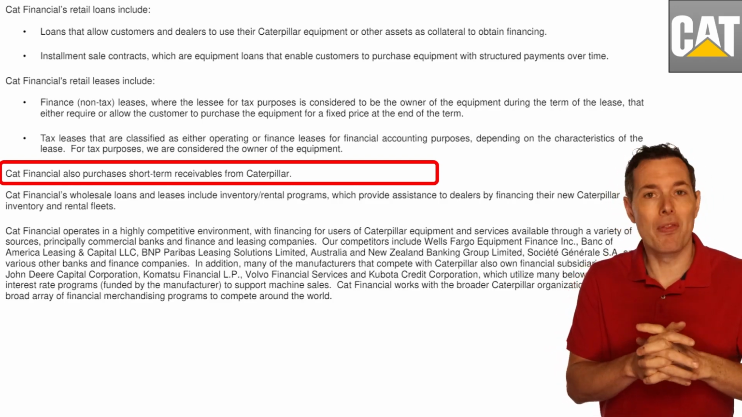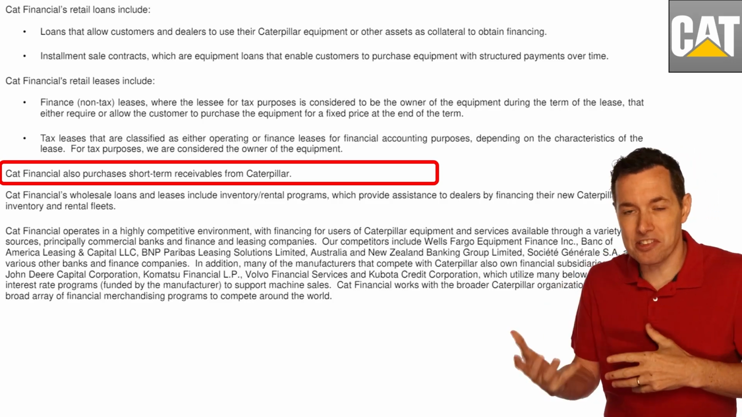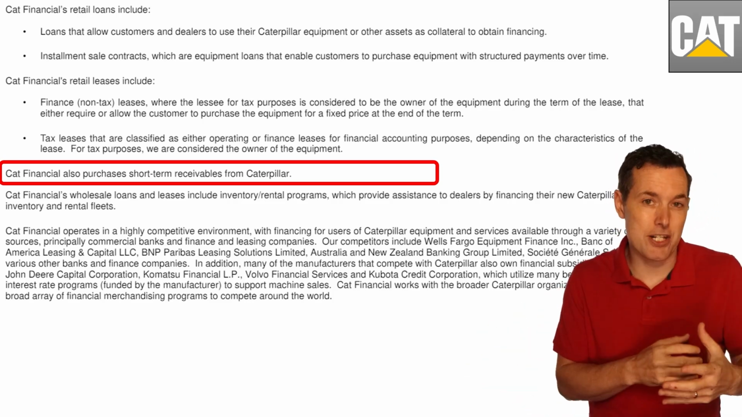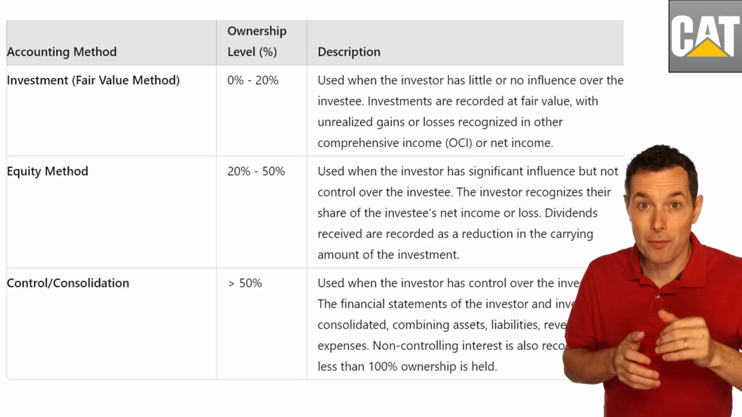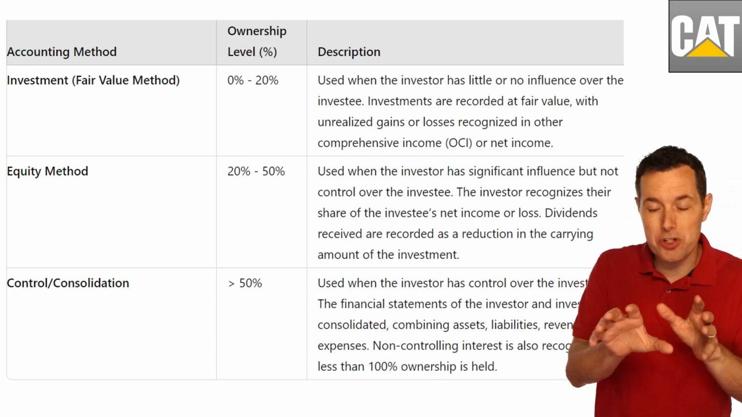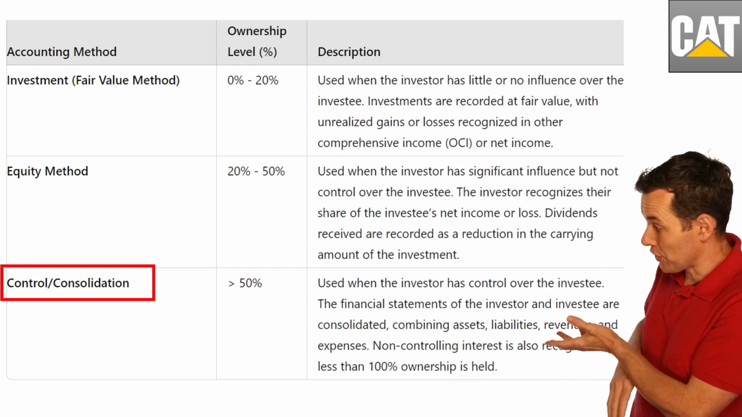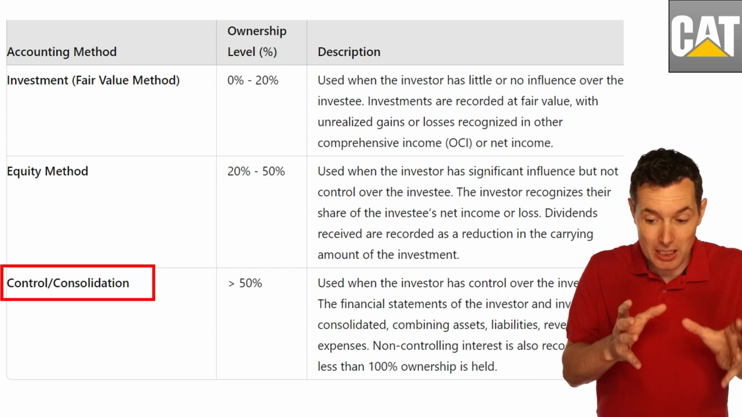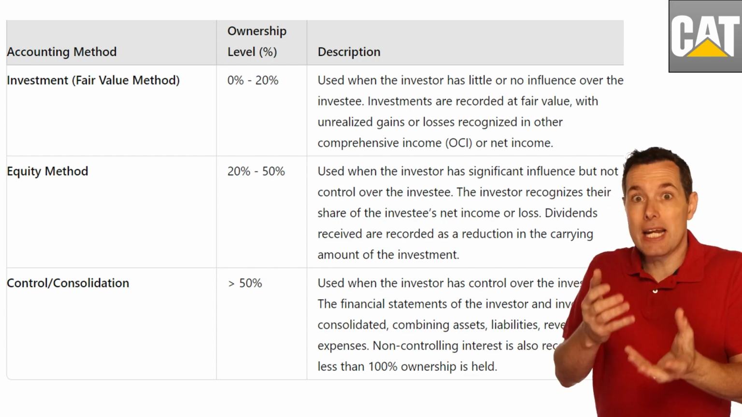At the time I said, well, that's concerning, because if a company were to sell the receivables, it could affect cash flows and things like that. But I forgot a critical rule in accounting. This is a basic table of how accounting works from the ownership of a subsidiary. Cat Financial falls under the control or consolidation method because Caterpillar owns complete control. They own 100% of Cat Financial.